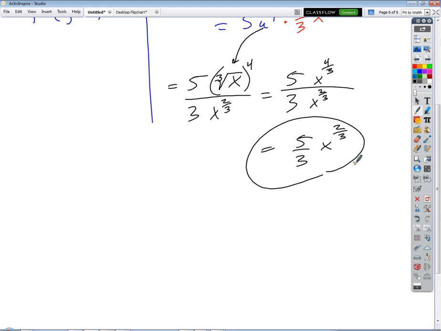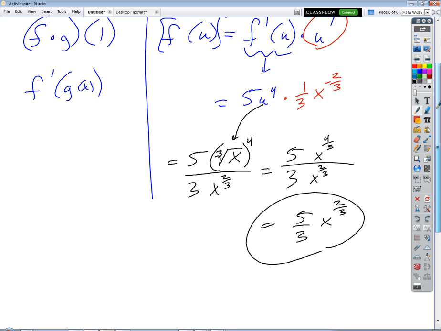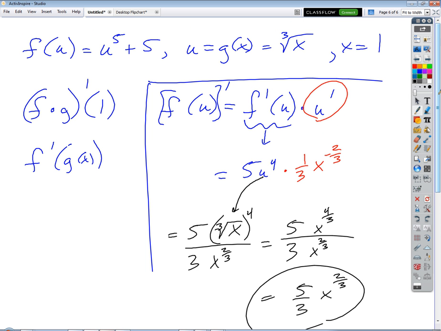But the main thing I wanted to show you is this idea right here: that we don't even really care what u is at this point. U is like a hand, right? So f prime of u is just going to be f prime of hand. In this case, it's just that.